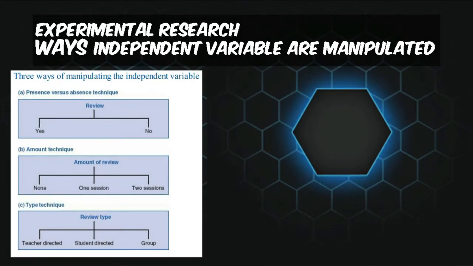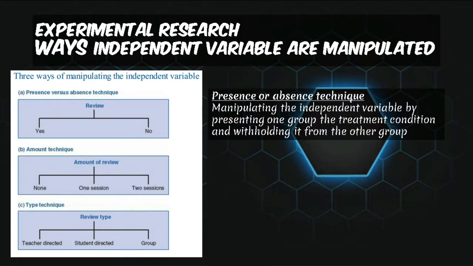Now, we mentioned a while back that independent variables are manipulated. These are the ways how we manipulate the independent variable. The first one is the presence or absence technique. This is illustrated here. So one group is not exposed to the treatment, or to the independent variable. The other one is exposed.